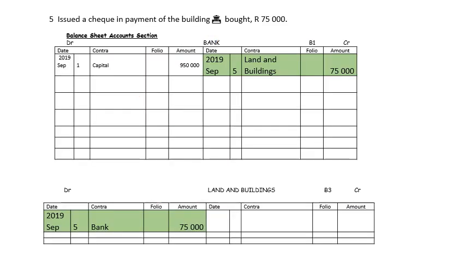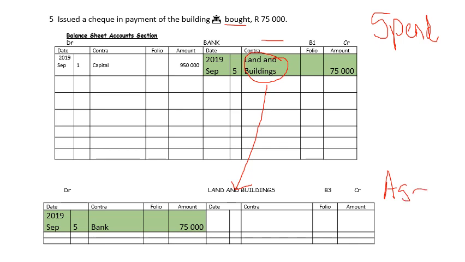The next transaction, on the 5th, we issued a check in payment of the building board. If we buy, we are spending. If we spend, it means the money inside the bank will decrease. Bank being an asset decreases on the credit side. On the 5th, 75,000, we bought land and buildings, which means the other account concerned is land and buildings. Land and buildings is an asset. You know that we started with this at the beginning of the year.